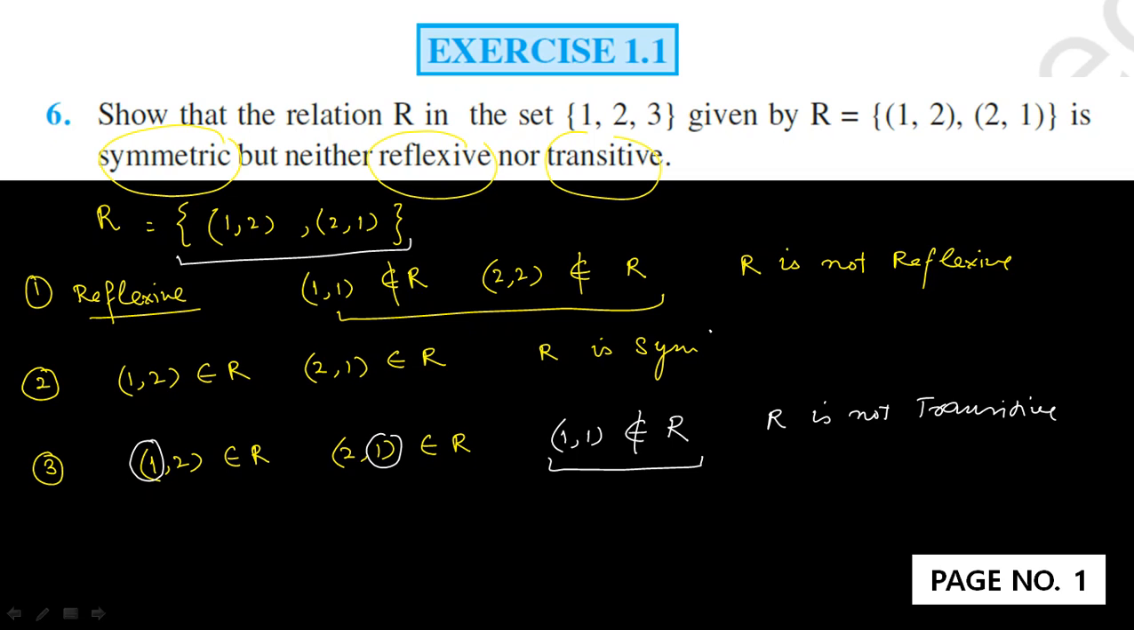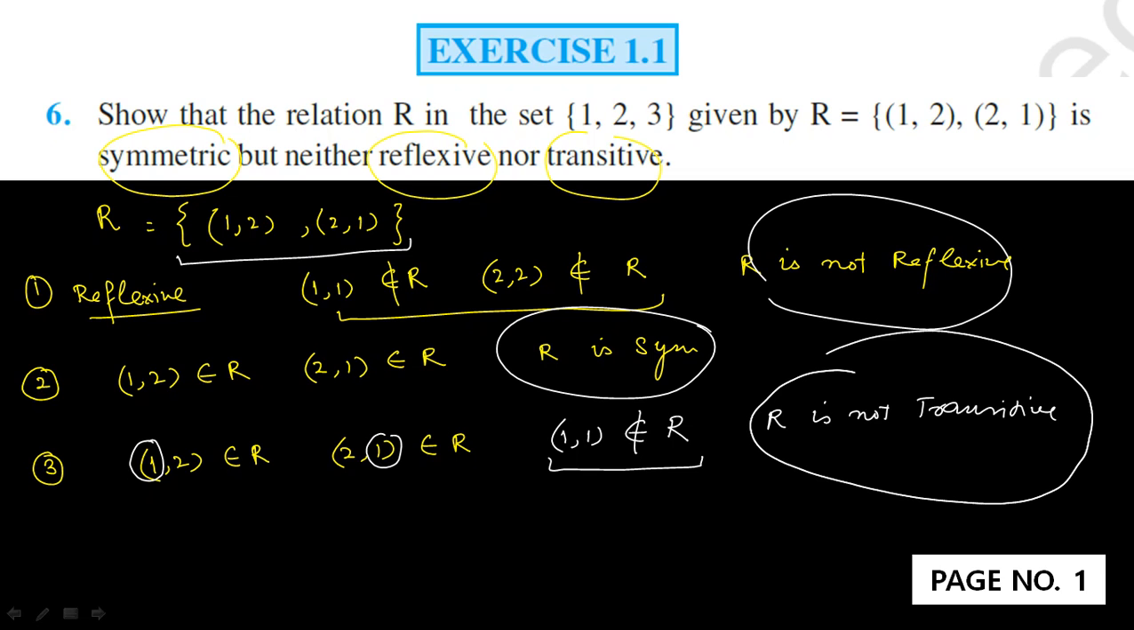These are the three conditions. R is only symmetric. It's neither reflexive nor transitive. This one is the requirement.